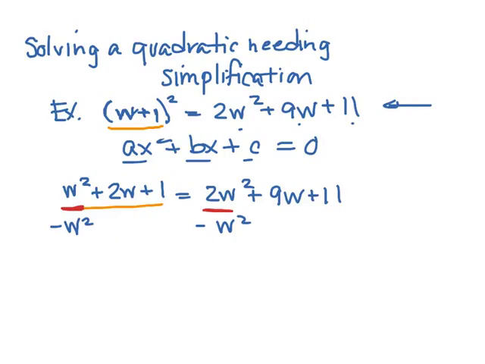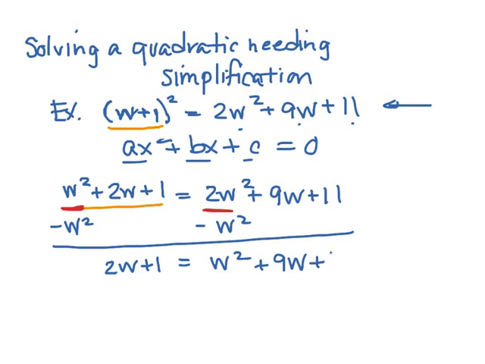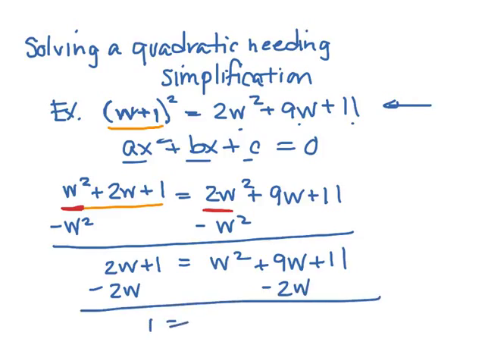Well, let me first go ahead and do this. So I subtract w squared from both sides, and I'm left with 2w plus 1 equals 2w squared minus 1w squared, which is just w squared, plus 9w plus 11. And now I'm going to go ahead and subtract the 2w from both sides. Those are my like terms. So I'm left with 1 equals w squared plus 7w plus 11. And then my last one is I'm going to subtract 1 from both sides.